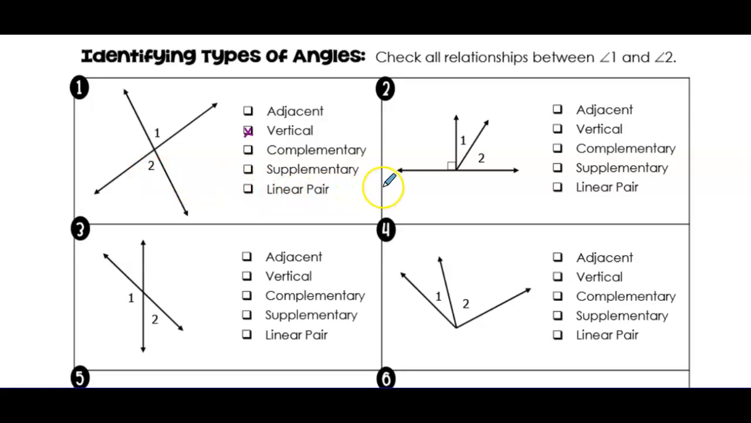All right, for number 2, we should have had adjacent checked, and we also should have had complementary checked. Because angles 1 and 2 are sharing a ray, that makes them adjacent. There's also a 90-degree angle on the one side, which makes the other side a 90-degree as well. And so these two angles would add up to 90 and therefore be complementary. They are not a linear pair because they don't go all the way over to the other side of the straight line. And that's also why they're not supplementary.